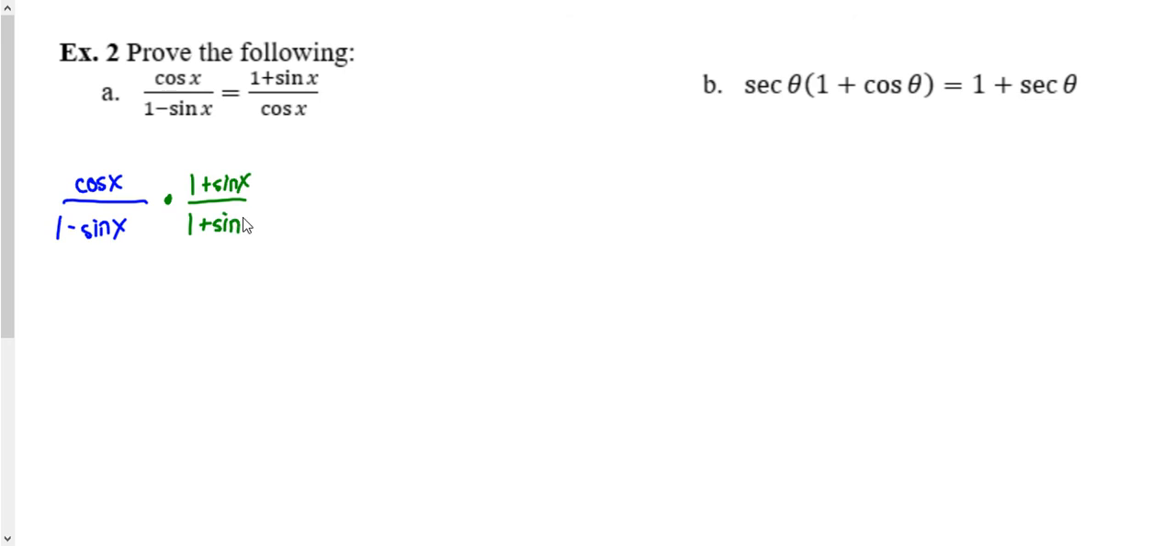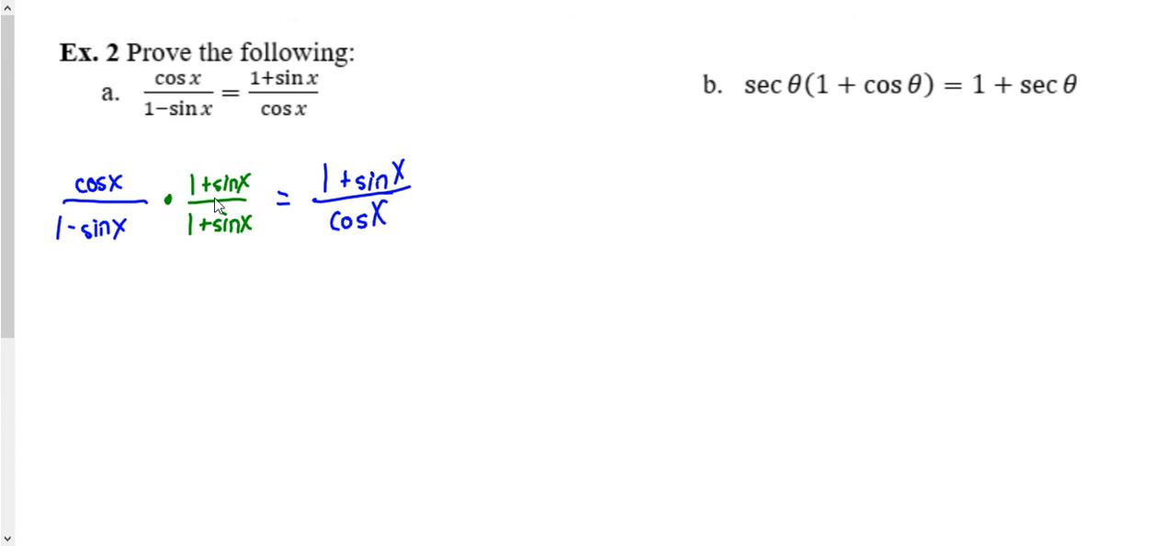And multiplying by your conjugate, again, just a reminder, really shouldn't do anything to your equation. This is really multiplying by 1. 1 times the original does not affect anything. Equal sign is here. You have 1 plus sine x over cos x still on the right there.